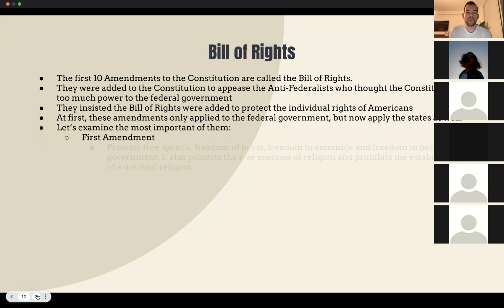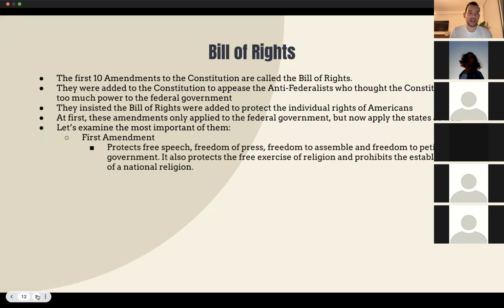Let's look at the most important of them. So First Amendment, I've talked about this already, but it protects free speech. Many, many people say that the most important right that we have is free speech, because even if we lost every other right, we could win them back with our speech. If you take away our speech, then our constitutional system and our democracy would fall apart.